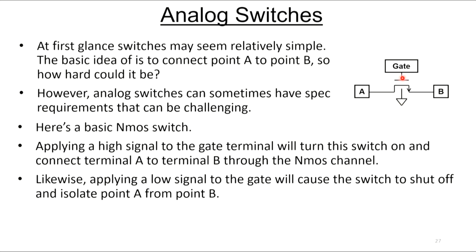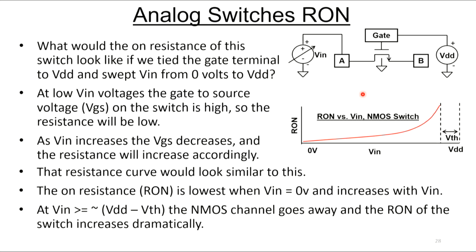If we apply a high signal to the gate terminal, that'll turn the switch on and it'll connect A to B. If we apply a low signal to the gate terminal, it shuts off and isolates point A and B. But what would the on resistance of the switch look like if we tied the gate terminal to VDD and then swept the input from 0 up to VDD?